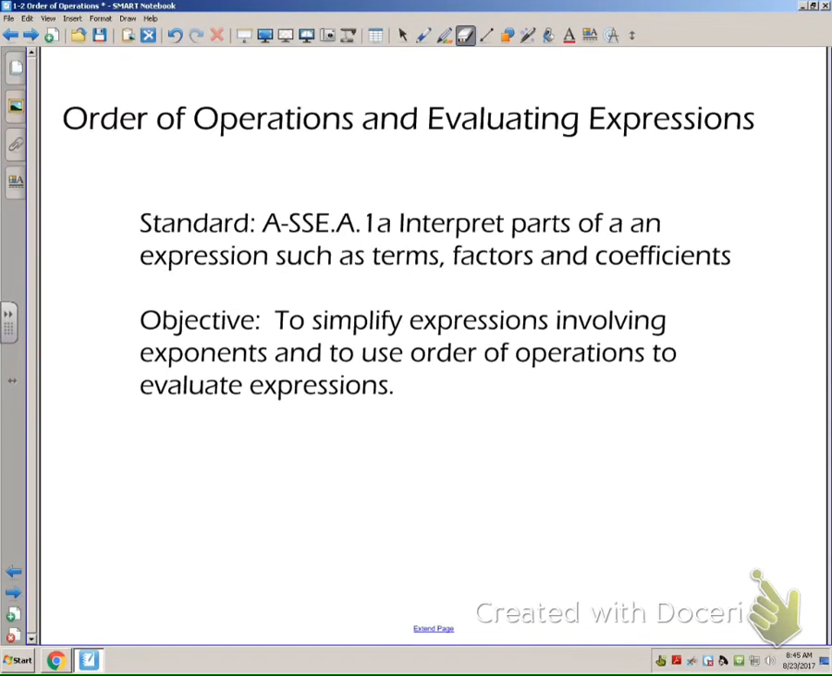Okay, today's lesson is about order of operations and evaluating expressions. We're going to be talking about how to simplify expressions involving exponents and how to use order of operations. I'm sure you're already familiar with order of operations and PEMDAS: Please excuse my dear Aunt Sally, however you guys look at it. But we're going to also delve into some exponents.